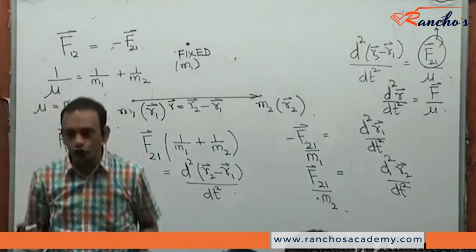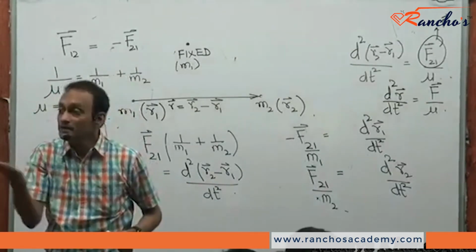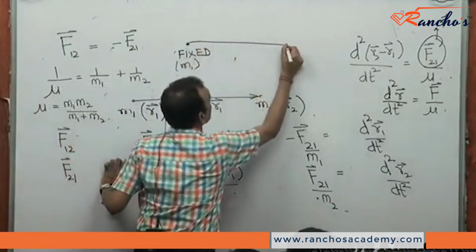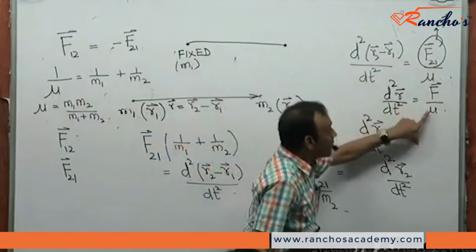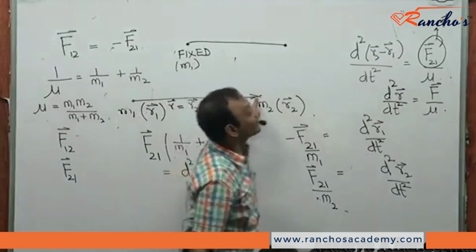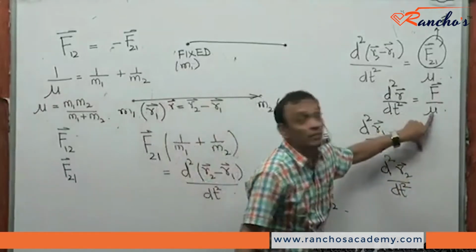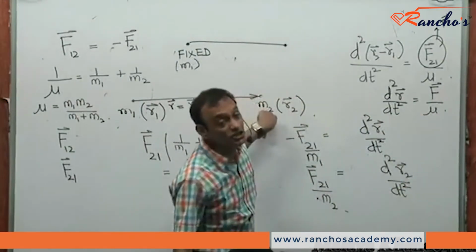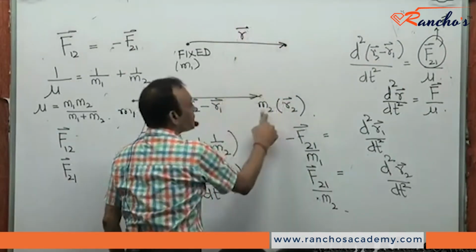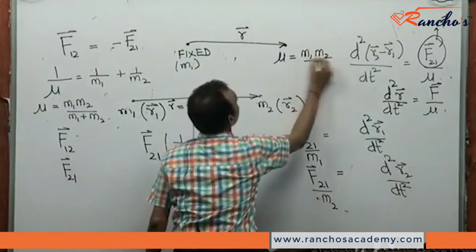The observer could be equivalently looked upon as a fixed particle. r2 minus r1 means position of 2 as seen by 1. That means as if 1 is fixed and 2 is moving. And the other particle m2 is looked upon as one that is experiencing a force F because of m1 and has a mass mu, which is not its own mass but is the reduced mass of the system, m1 m2 by m1 plus m2.